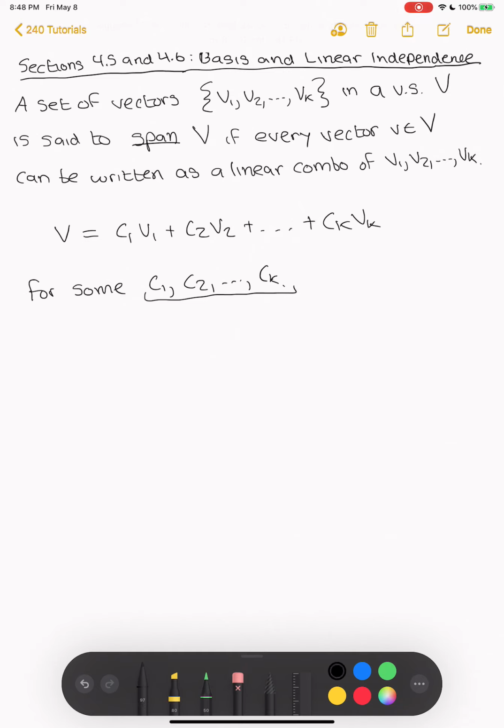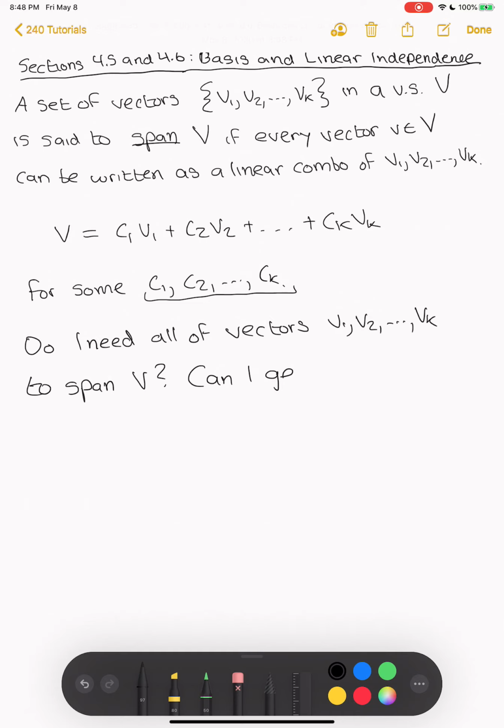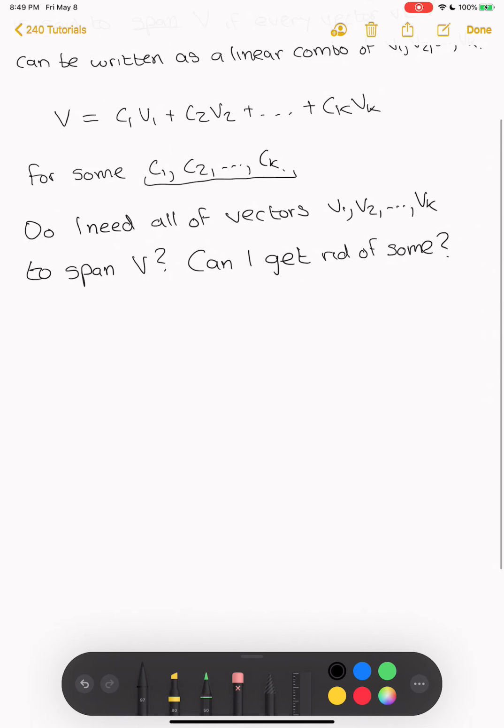But you may be thinking, is this the best I can do? What if I have more vectors than I need in my spanning set? And you might want to trim down your spanning set as much as you possibly can. So to write this out, you need to ask yourself, do you need all of the vectors v1, v2 up through vk to be able to span V? Or can you get rid of some? And if you can get rid of some, how many exactly can you get rid of? How many do you have to keep around? So to answer this question, we have to consult something called linear independence.